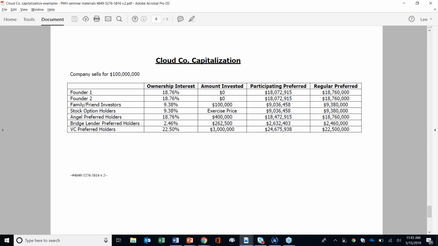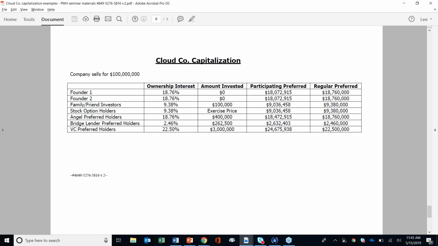So the first question on the table is, is the bridge lender preferred holder example similar to an early friends and family round convertible note scenario? So I can repeat that if you'd like. No, it is. It is. You can also see very early, and that's a very good question.